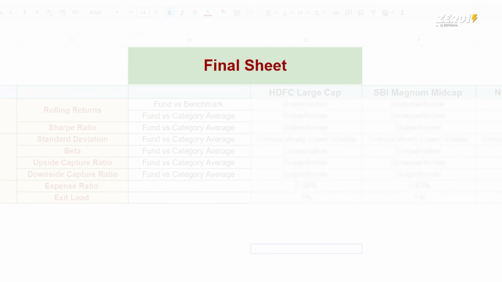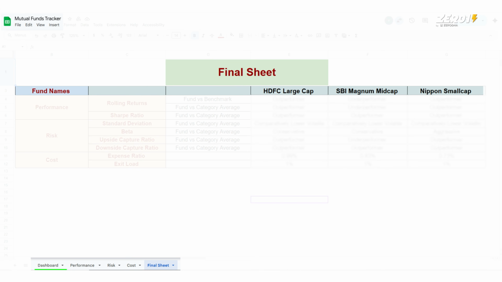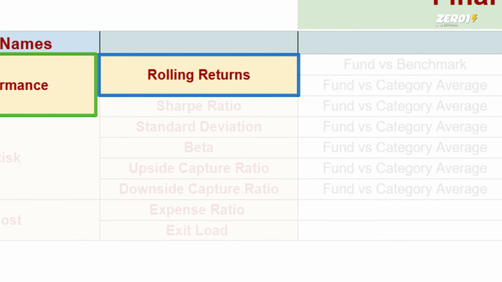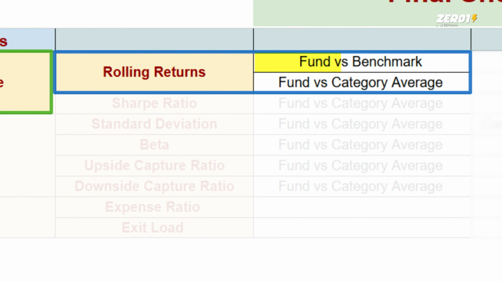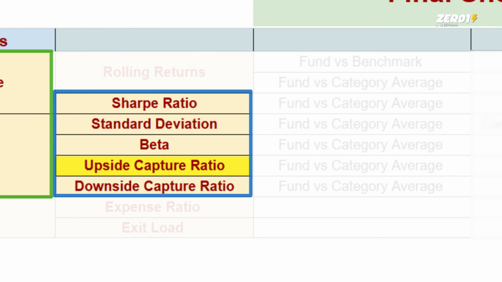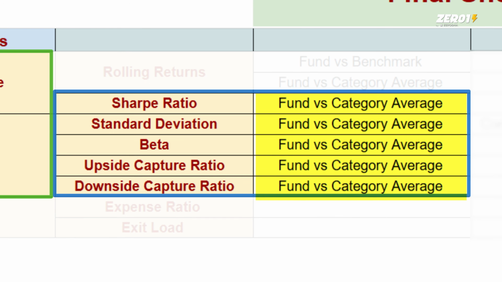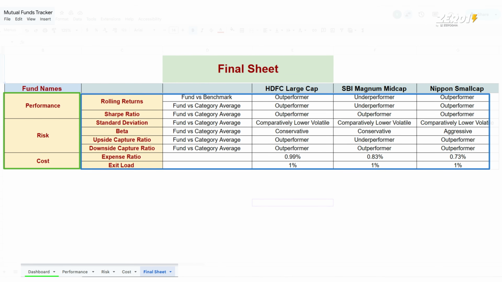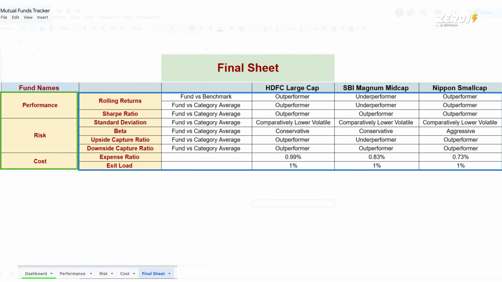So this is our final sheet, summarizing our analysis based on performance, risks, and cost. For rolling returns, we compared each fund's return with the benchmark and category average. For all other metrics, like Sharpe ratio, beta, and capture ratios, we've compared each fund with its category average. You can use this sheet as a ready reference to filter good quality mutual funds and build a portfolio that matches your goals.